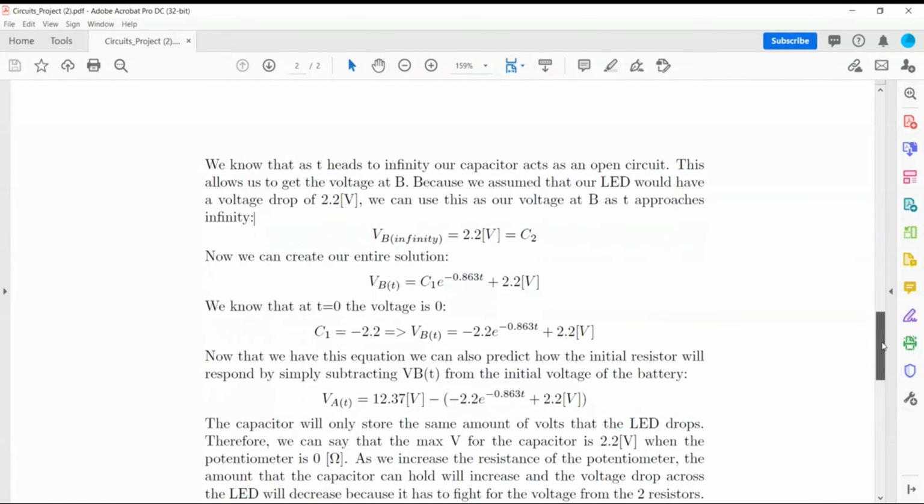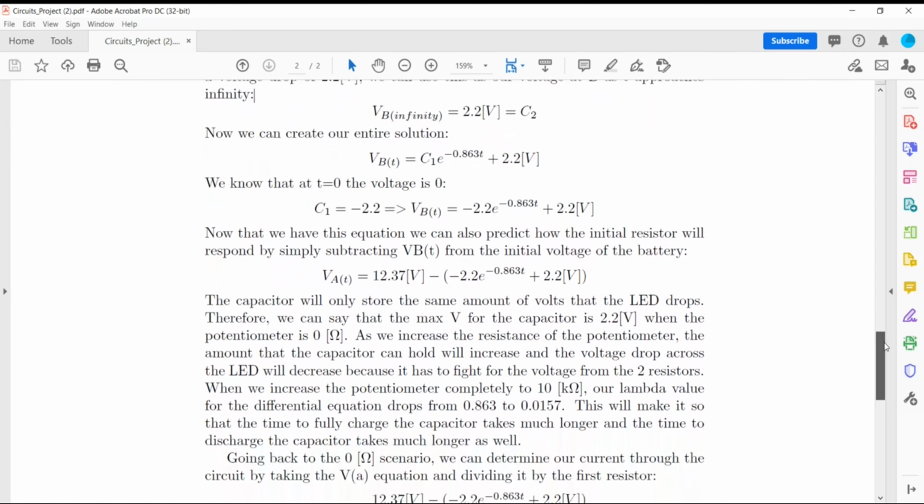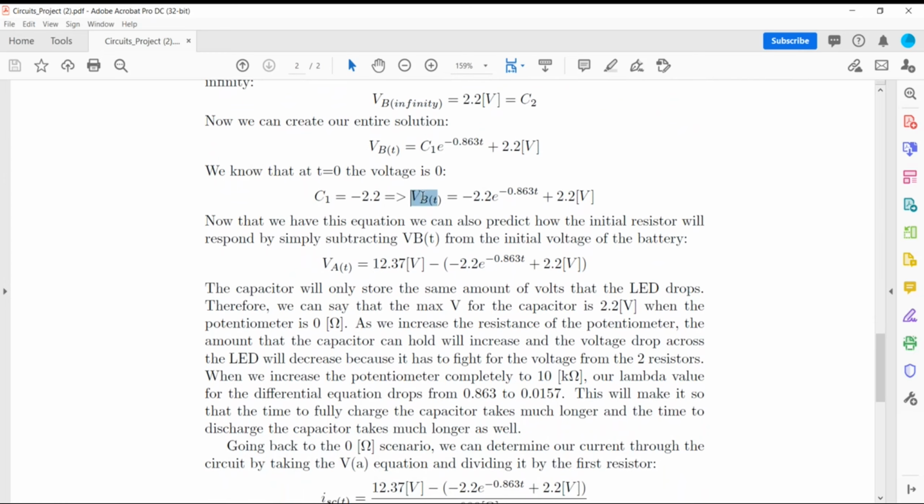I have made the assumption that as t heads to infinity, the voltage at B will be 2.2 because that is the voltage drop that is needed across our LED. That will give us C2, and then we can make another assumption that as t equals 0, the voltage at B is also 0. This gives us our C1 and C2 and our entire equation for the voltage at B as it relates to time. From that, we can find the voltage at A by taking the voltage supplied by the battery and subtracting our voltage at B.